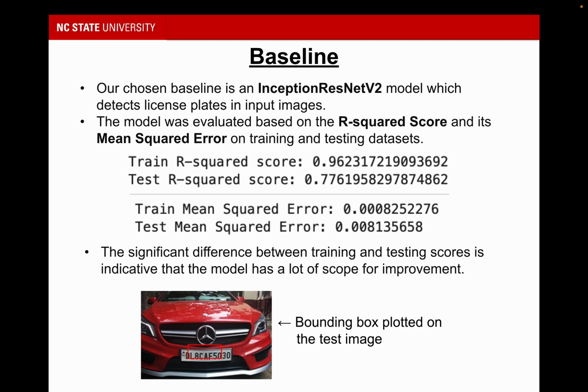Now, since this license plate detection is treated as a regression problem, we have used R-squared score and mean squared error to evaluate the model, and as you can see, there is a significant difference between the training and test score, which made us realize that there is a lot of scope for improvement. If you look at the box plot that we've plotted based on the prediction, it is not as accurate as we'd like it to be.